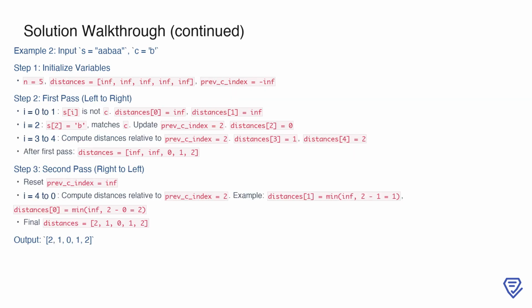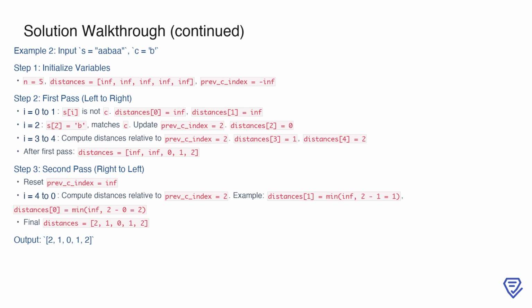Let's go through another example where the input string is aba and the target character is b. The length of the string, n, is 5, and we initialize the distances array to inf, inf, inf, inf, inf. We also set prev_c_index to negative infinity. In the first pass, we iterate from left to right. At indices 0 and 1, the characters are a, which do not match the target b, so the distances remain infinity. At index 2, the character is b, which matches the target. Here, we update prev_c_index to 2 and set the distance at index 2 to 0.